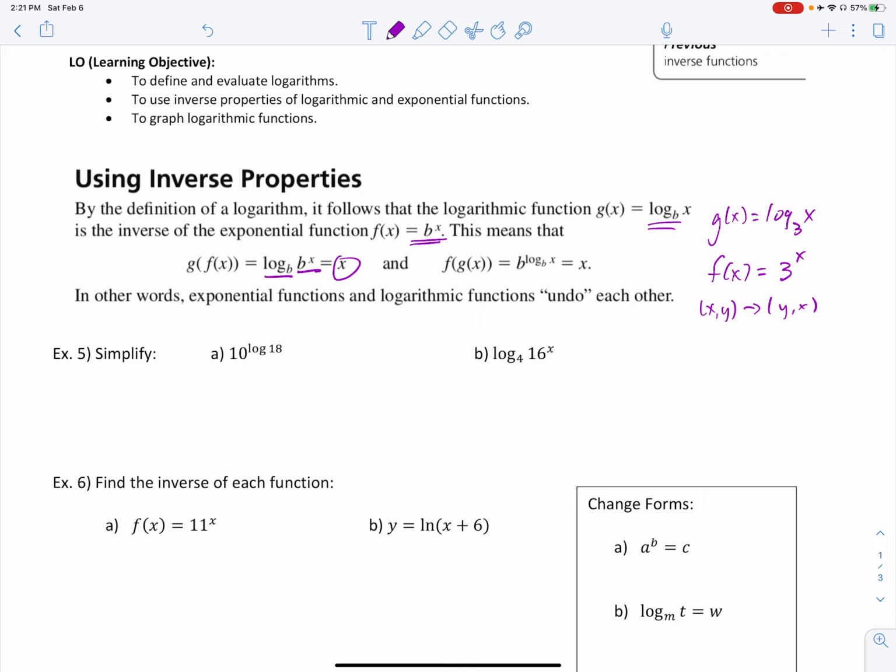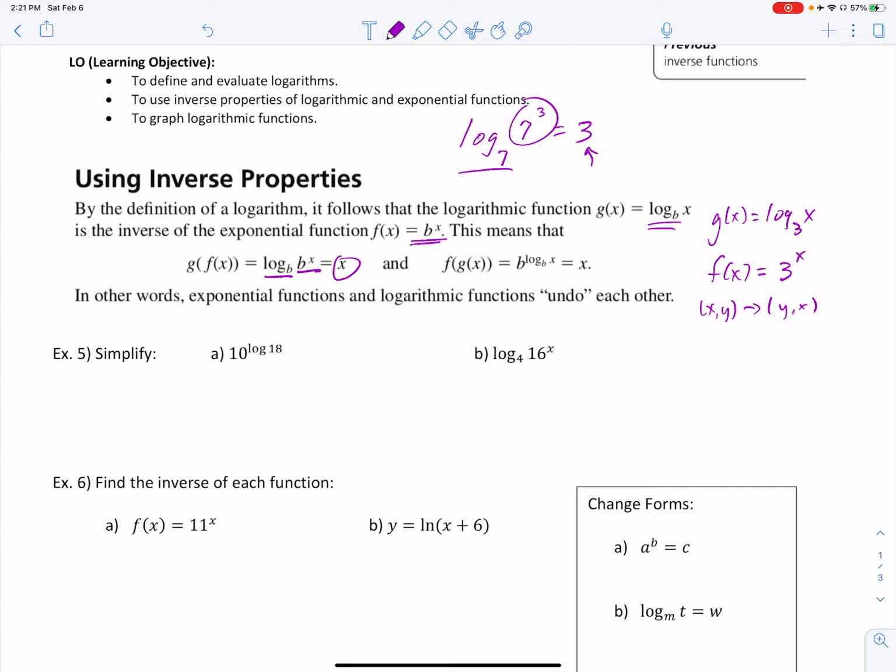You want to memorize that. So if I have log base 7 of 7 to the third, the answer is just 3. Because here you have the exponential, and you take the log of the same base, they undo each other, and you just end up with 3.